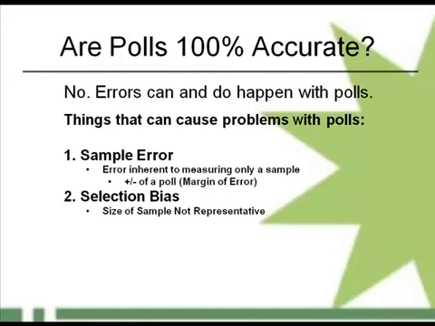Another issue, selection bias, deals with the sample. If the sample is not representative, and what I mean there is the size of the sample is not large enough. Again, if we want to know how the American people feel about abortion, and we ask 100 people and they all live in Cape Girardeau, then the size of that sample is not big enough. It's not going to be representative of the whole country.